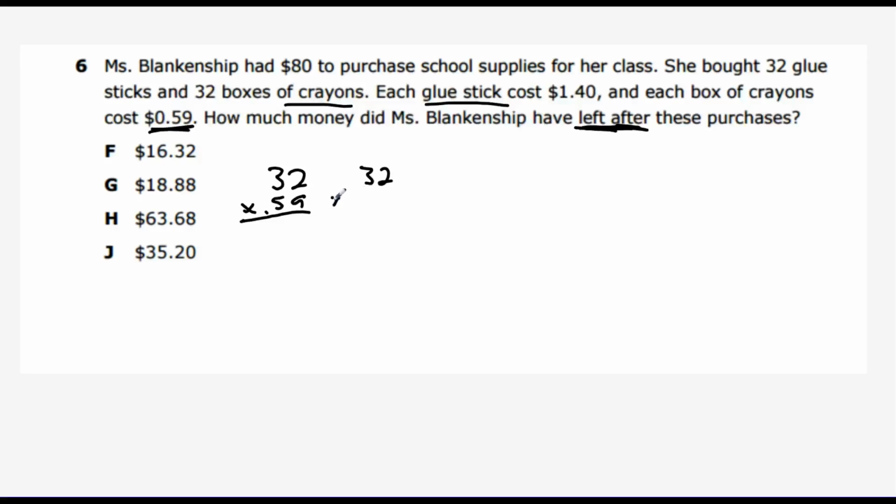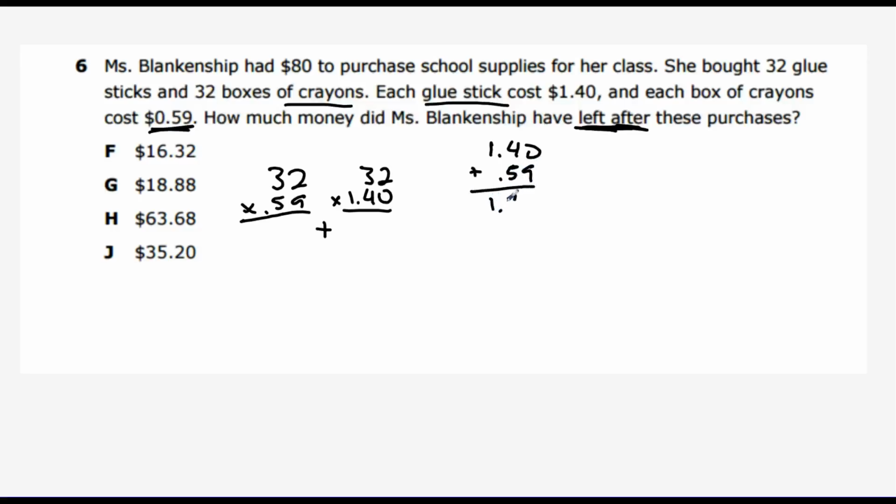$1.40. I don't like this problem anymore. It's a lot of work. I don't want to do this. Hold on. And then we would have to add these numbers together. Okay. But I don't want to do that. This is a pain. This is like a lot of multiplication. Since she bought the same amount of both, right? Why can't we add these together? So what's $1.40 plus 59 cents?